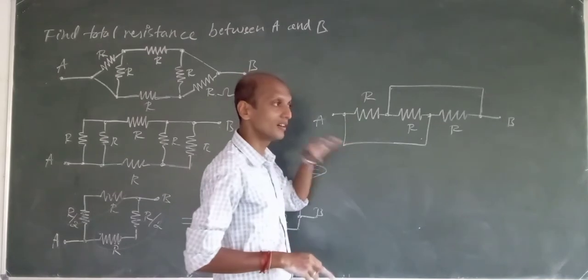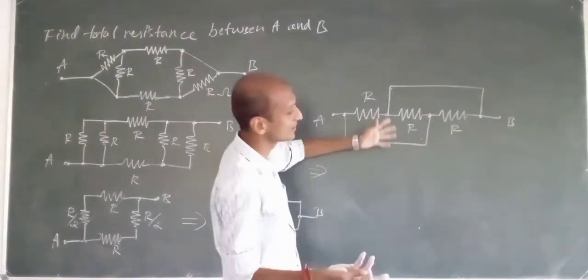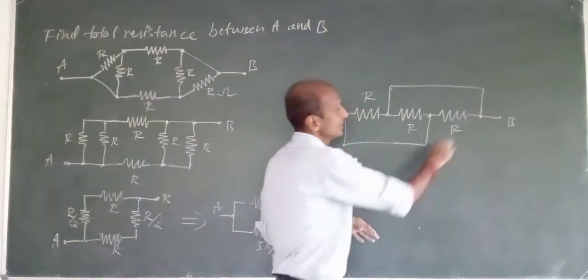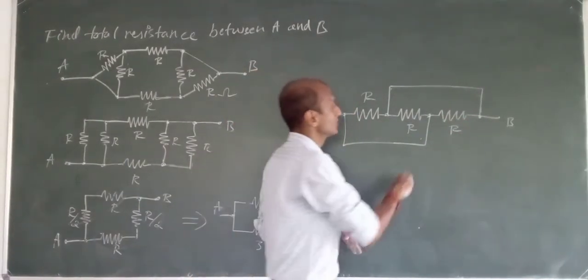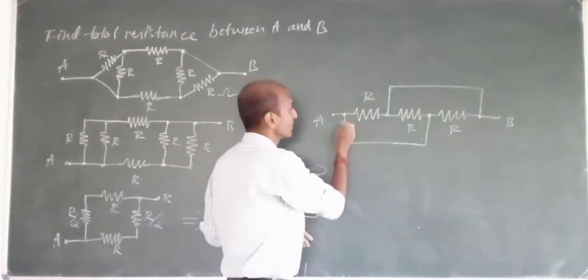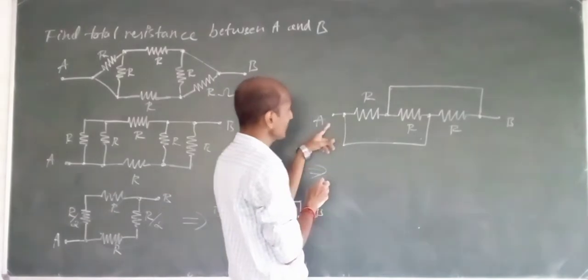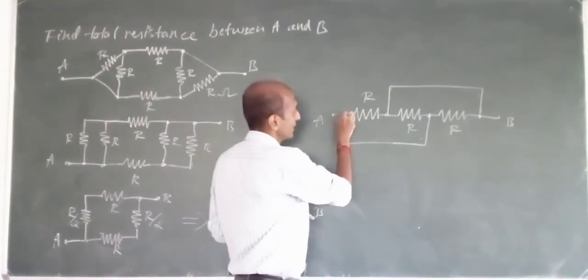Okay, so this is somewhat confusing, isn't it? Where is the series combination and where is the parallel combination? That is our big hack, isn't it? Yes. So now clearly we have to observe this circuit. Here I can see from this end, this is point A, isn't it? So this is point A.